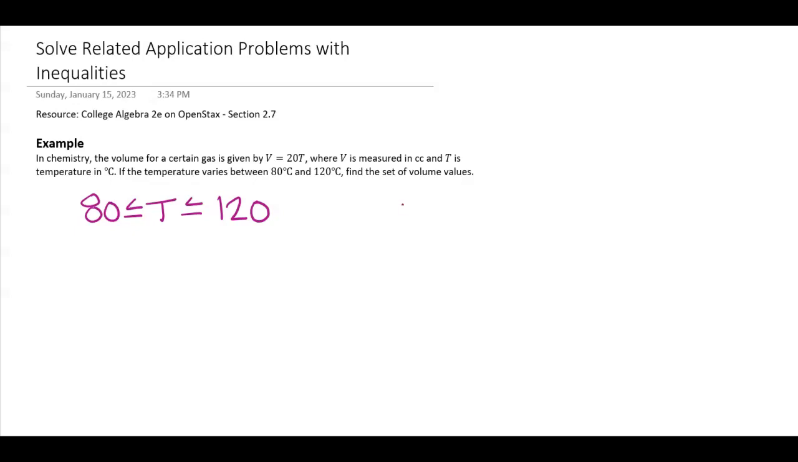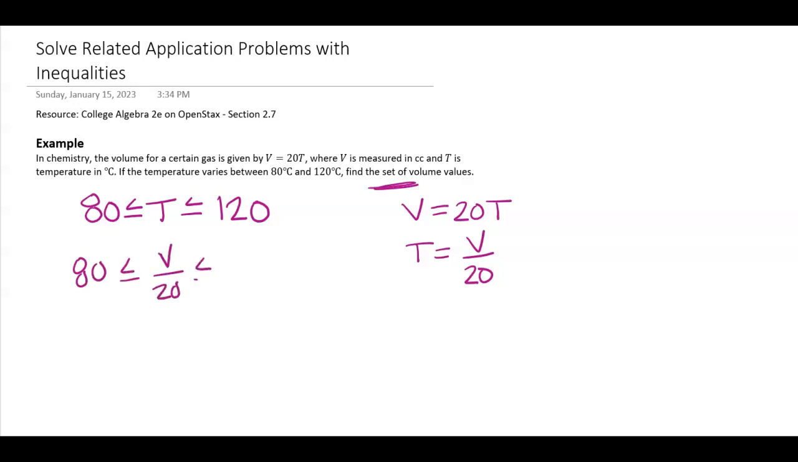All right, so that means I need to solve this equation for T to figure out what the variability would be for the volume. So I'm going to just divide by 20 on both sides and get this here.